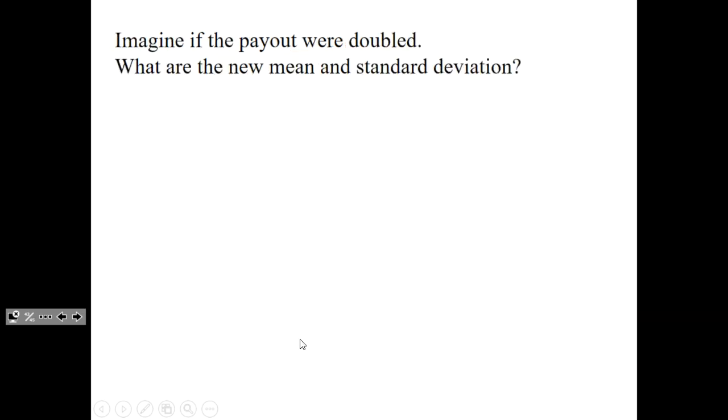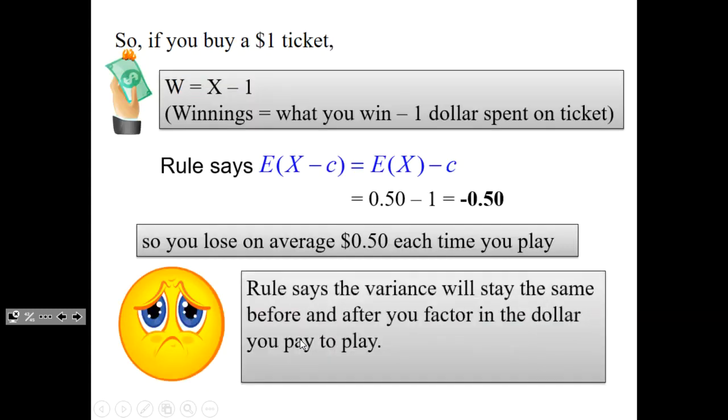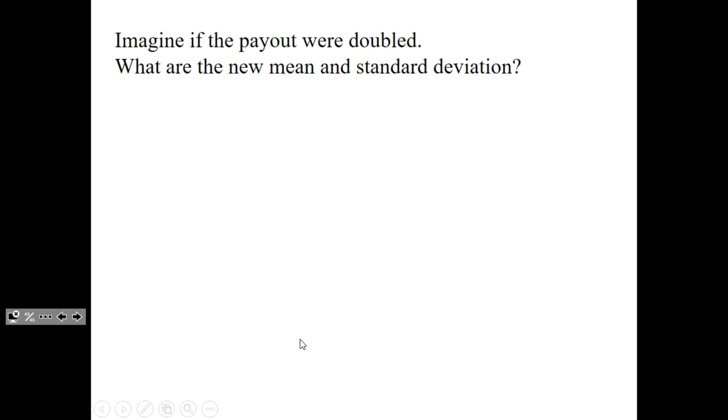Now imagine if the payout was doubled. Okay, so don't play. But let's say the payout gets doubled. What's your mean and standard deviation now? Our expected value of doubling it is E of 2X, which is 2 times the expected value. We've doubled the payout, so our expected value is now $1. So if I have to pay $1, I subtract and I break even. My expected payout is breaking even.